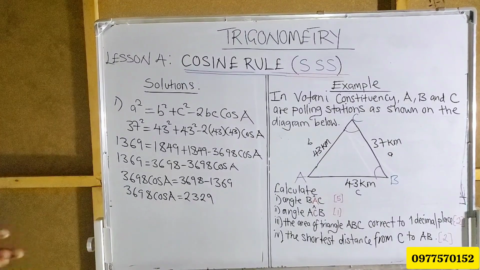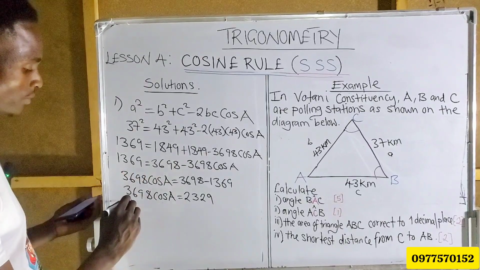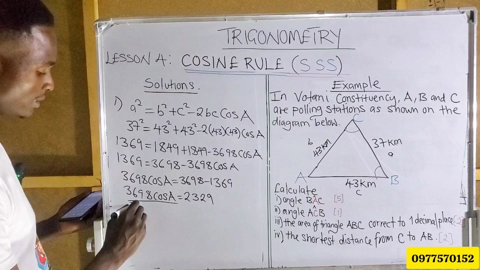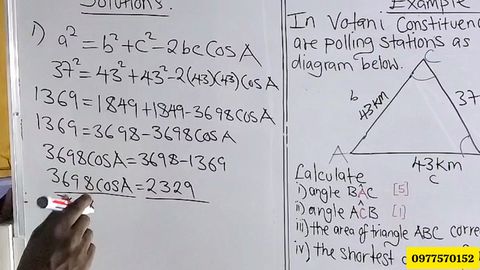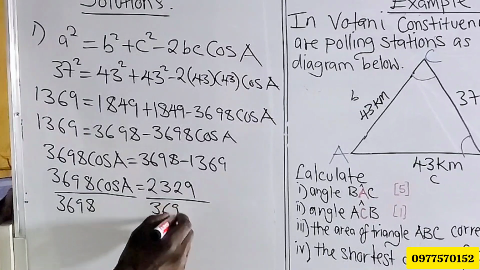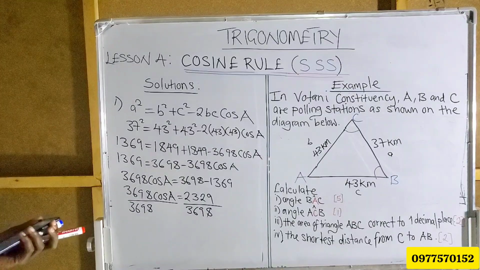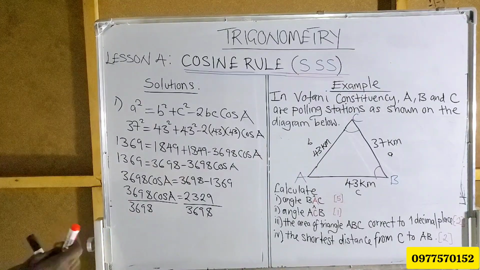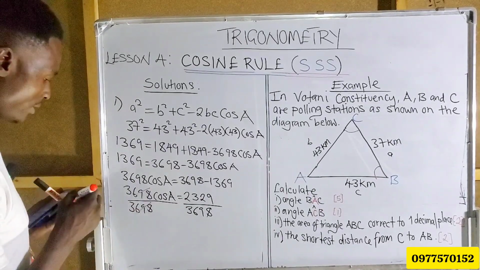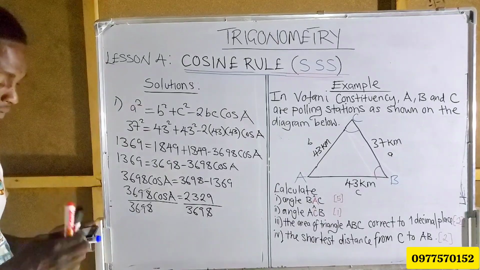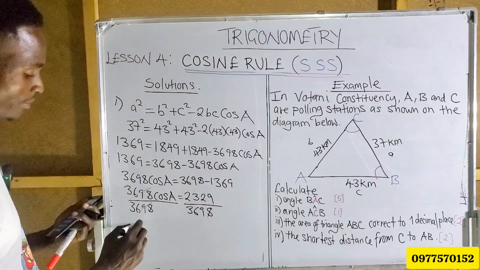Now, when you reach this stage, remember, we want to find the value of angle A. But first, we're going to divide both sides by the number which is 3698. Are we together? Very good. So here, we can cancel out the 3698, so we are remaining with cos A. We are almost there. That's why it's 5 marks.